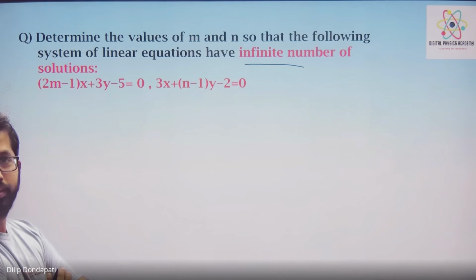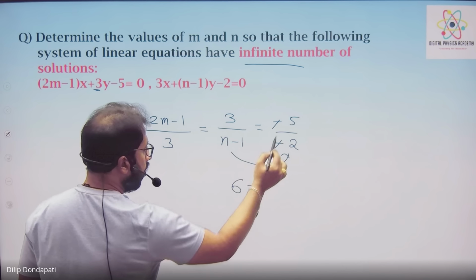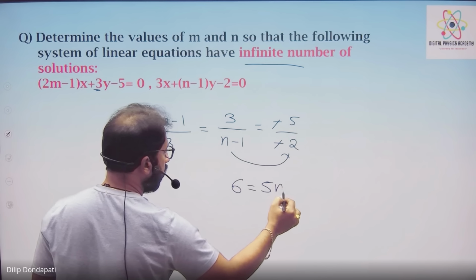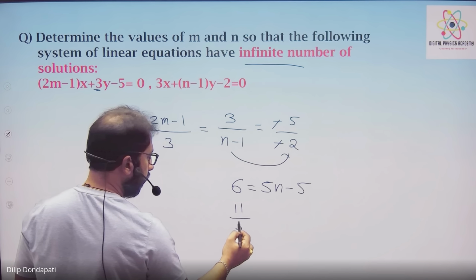That doubt clarify किया. A1 by A2 is 2m minus 1 by 3 is equal to B1 by B2 is 3 by n minus 1 is equal to C1 by C2, minus 5 by minus 2. Minus minus cancel. Now cross multiply. This 2 ले लो and this 2 ले लो. Easy हो जाएगा. So cross multiply. 2 into 3 is 6 is equal to 5 into n minus 1 is 5n minus 5. Right? So minus 5 send this side, plus 5, 11 by 5 is n.